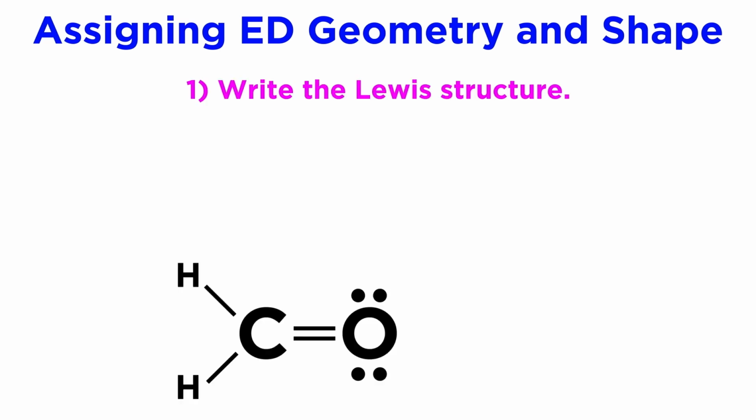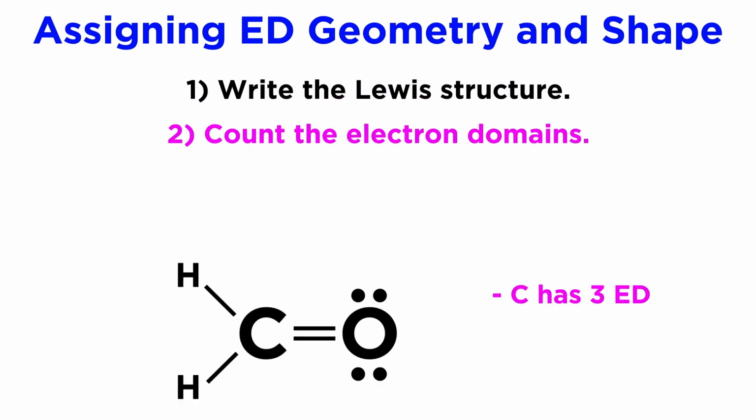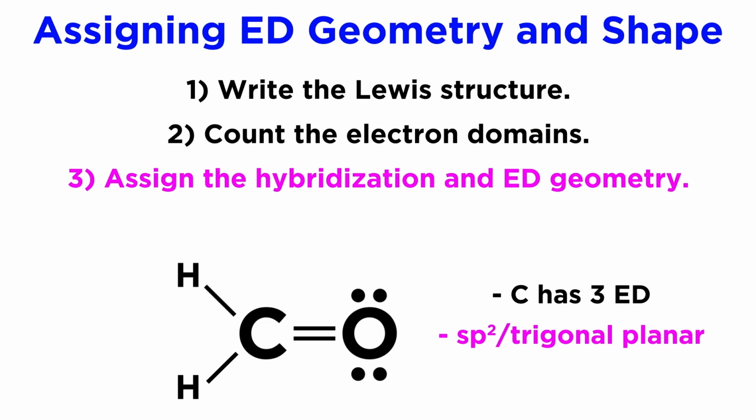With all the categories understood, let's go over a general algorithm for assigning electron domain geometry and molecular shape to any covalent compound. First, we must write the Lewis structure of the molecule or polyatomic ion. Next, we must count the electron domains surrounding the central atom. Each single bond, double bond, triple bond, and lone pair counts as one electron domain. Next, the number of electron domains corresponds with a particular hybridization and electron pair geometry.